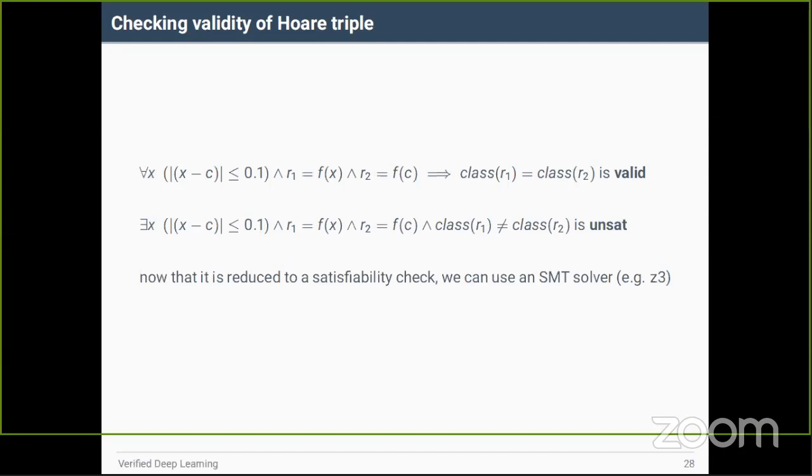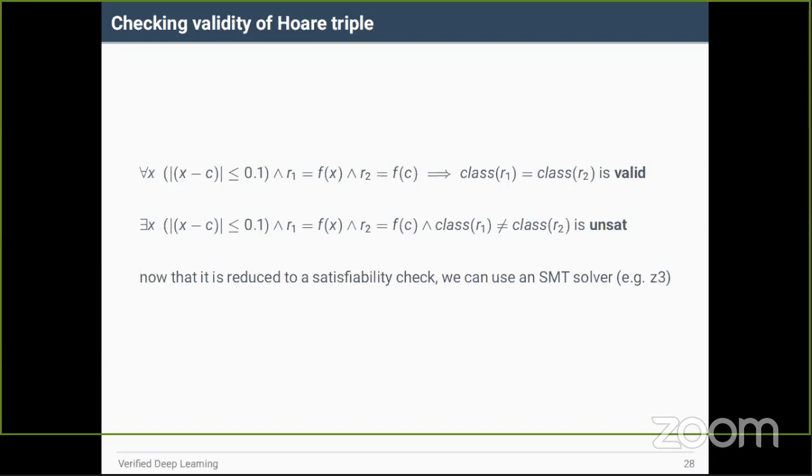So what have we done? We have reduced the validity problem into a satisfiability check by negating the property. We had this Hoare triple, we wanted to check whether it was valid, and we know that something is valid if and only if the negation is not satisfiable. If somebody has a question, they should stop me. Since I can't see chats, it's better to unmute your mic and say that you have a problem or don't understand something.